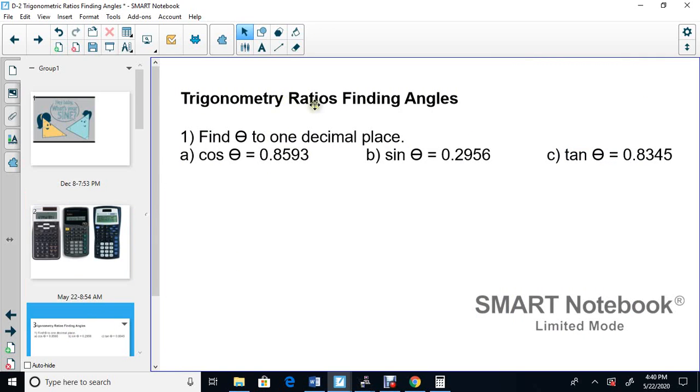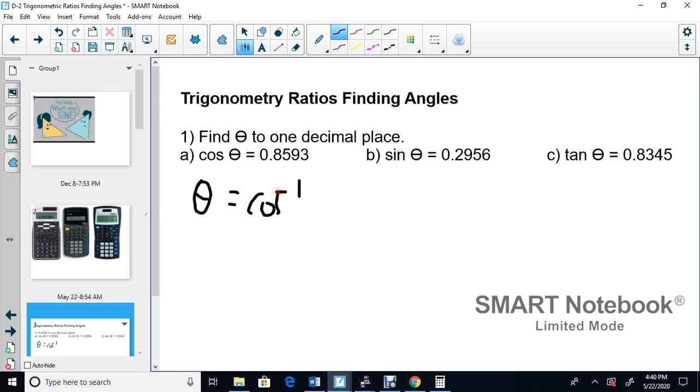So trigonometric ratios, finding angles. Find theta to 1 decimal place. So again, theta here is an angle measurement. So here's what you can write. You can go theta equals, and you can put cosine -1. So there's a -1 here.